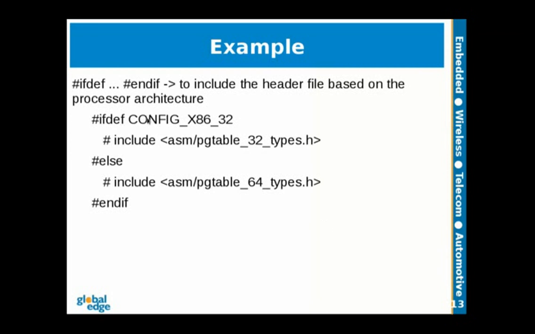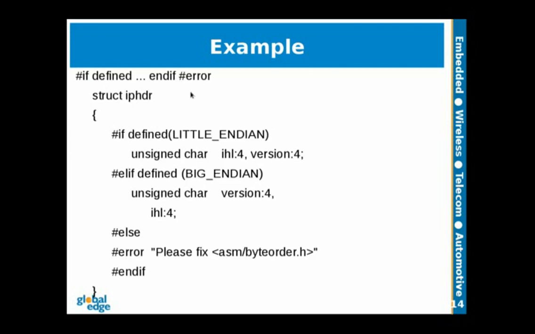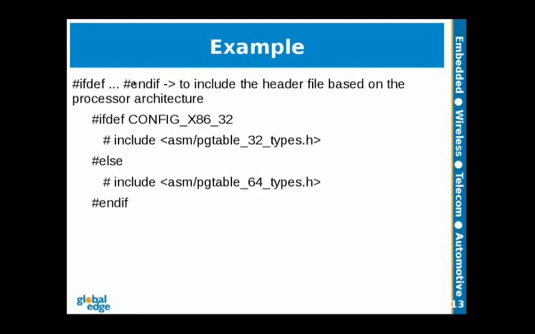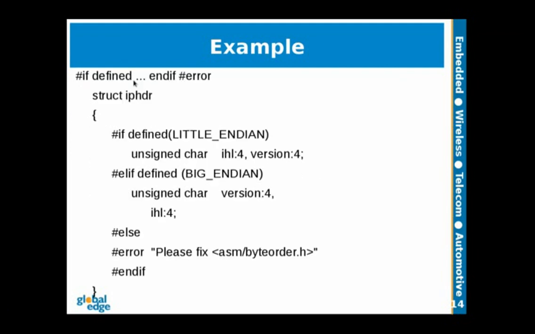So this is what I was telling about portable code. If it is x86 32-bit, you just include this header file, else you include this header file, right? Hash if defined, both are almost same here. This is the newer one, this is the older one, but still it has its own use case.